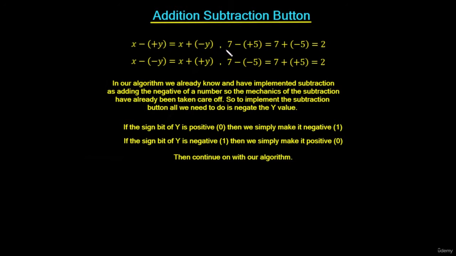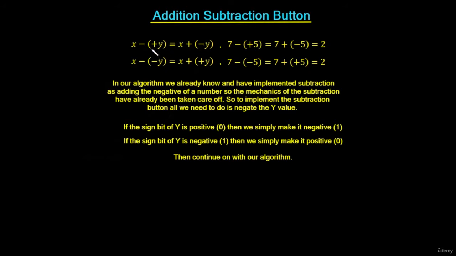So that's the same as having, for example, 7 minus plus 5, and that's exactly the same as 7 plus minus 5, which is a value of 2. So all we do in that case is just invert the value of y. So we invert the value of y from a positive to a minus.